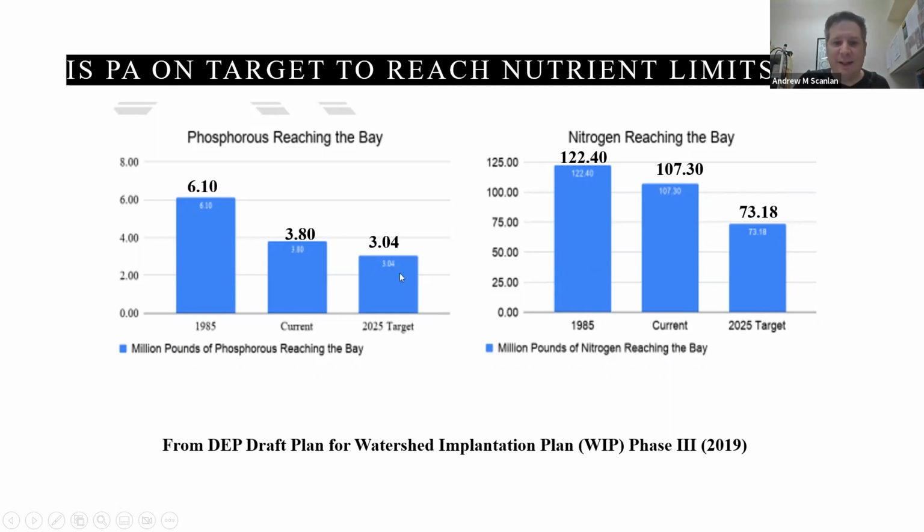By the 2025 target, they want Pennsylvania to have about 3.04 million pounds of phosphorus reaching the bay. Currently, we're at 3.8, so not horrible compared to 1985 when they started to measure these things. It was double the amount. So Pennsylvania does have a little bit to go with phosphorus. You can also see nitrogen as well. Currently we're at 107.3 million pounds of nitrogen reaching the bay every year. The EPA wants us to be at 73.18. Granted, it's not 2025 just yet, so we're about 2 years away from that. But the EPA isn't necessarily happy with the progress of Pennsylvania and how we're doing with these TMDLs.